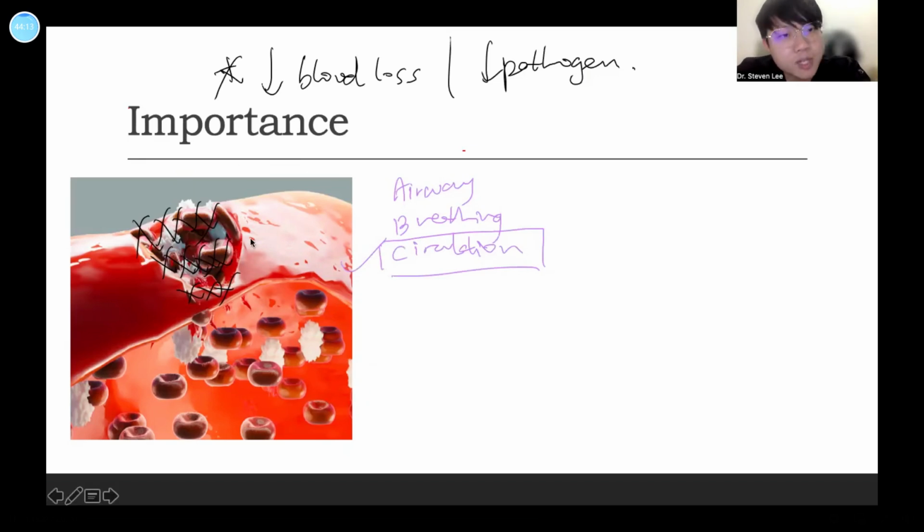What will happen if the blood keeps losing? At one point, your blood pressure will start to drop. When your blood pressure starts to drop, you will get what we call a shock. So another reason why we want to do blood clotting is because we want to maintain normal blood pressure. These two, I would say, are quite related because blood pressure is part of the measurement in circulation.